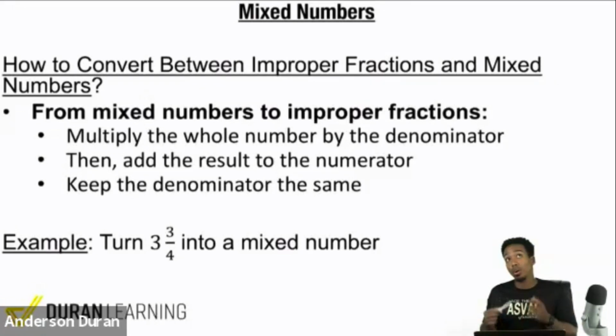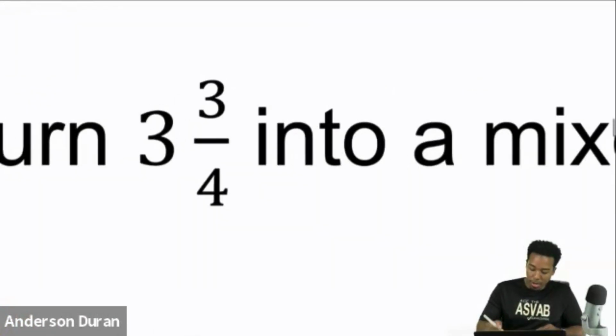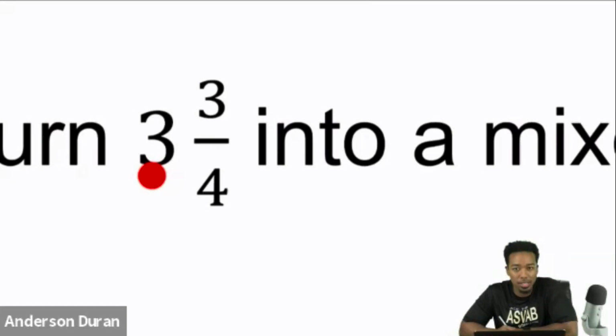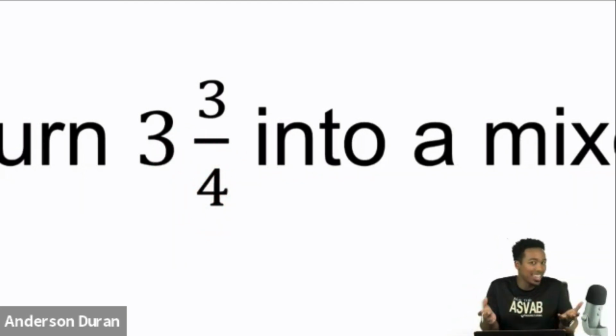In going from improper to mixed, we divided. So here we're going to multiply. Now let's ask ourselves what we're going to multiply. Everybody, this 3 right here represents how many wholes you have. So if we have 3 of these whole numbers, 3 of these 4s, we're going to multiply the 3 times the 4. You're going to multiply the whole number by the whole. I think that makes kind of sense, right? We are going to multiply the whole number by the whole.